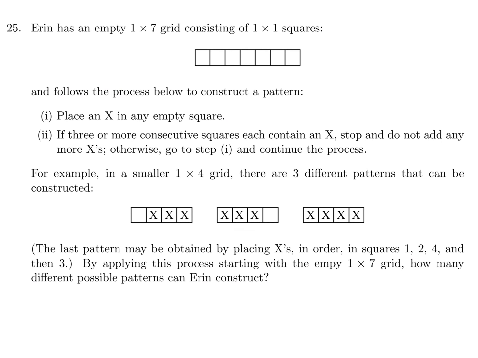Aaron has a 1x7 grid consisting of 1x1 squares and follows the process below to construct a pattern. Place an X in any empty square. If 3 or more consecutive squares each contain an X, stop and do not add any more X's. Otherwise, go to step 1 and continue the process. For example, in a smaller 1x4 grid, there are 3 different patterns that can be constructed. The last pattern may be obtained by placing X's in order in squares 1, 2, 4, and then 3. By applying this process starting with the empty 1x7 grid, how many different possible patterns can Aaron construct?